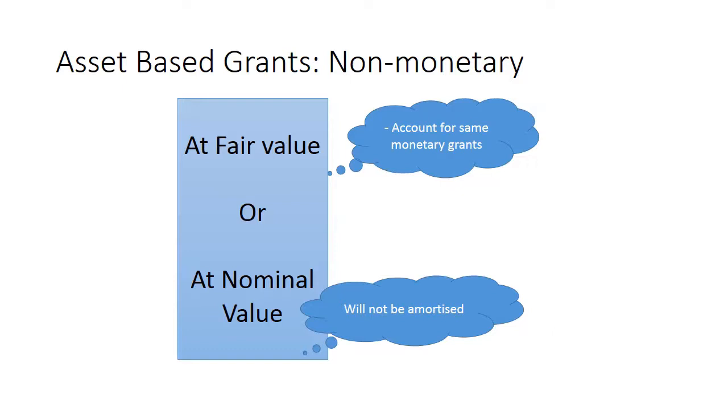Okay. And we have two ways of measuring it. You can either measure the asset and the grant at fair value or at nominal value. If you choose fair value, you account for it the same as monetary grants. If you choose to measure it at nominal value, please note we will not amortize the deferred income to profit and loss. Nominal value is just a small amount you attribute to this asset. For example, it's actually worth 2 million, but you are only giving it 200 Rand.